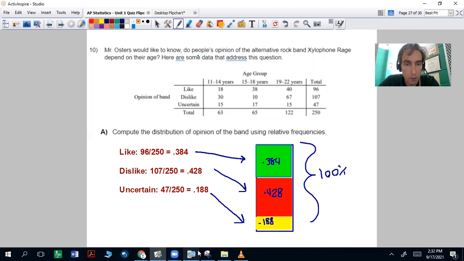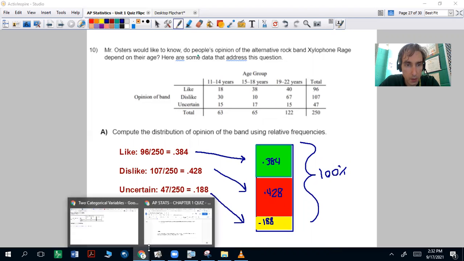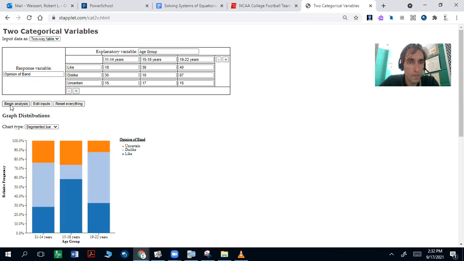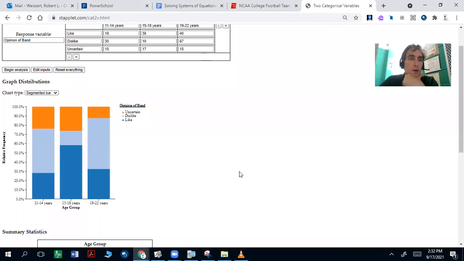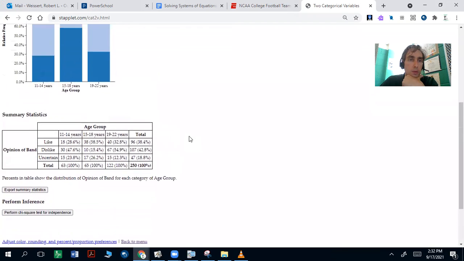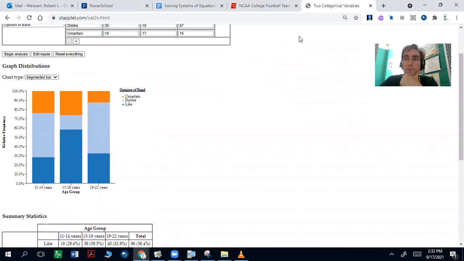You can also, if you want, you won't be able to do this on a quiz or test, but just to kind of visualize, you can go to Statplet and enter this in 2 categorical variables, put that data in there. And you can see the breakdown of the segmented bar graphs for age group versus their opinion. And we'll do a little bit more of that in the next question.